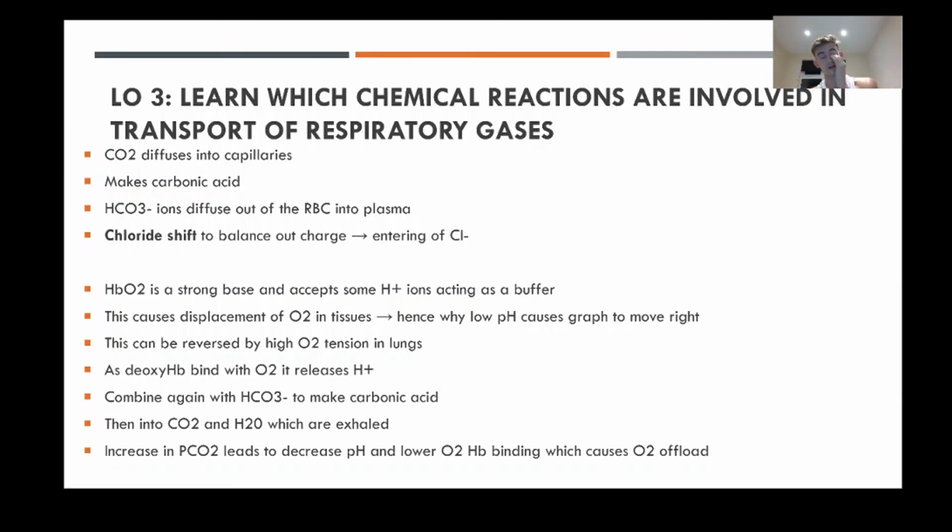Then the HbO2, which is in the oxygenated state, comes along, and that's a strong base, and accepts some H+ ions, acting as a buffer. And as we talked about before, the acidity and the Bohr effect cause O2 to be displaced. So O2 goes into tissues which are respiring, and when the CO2 is removed, the O2 goes in. And this is why the graph that we talked about before will move to the right. And this can be reversed by high O2 tension in the lungs.